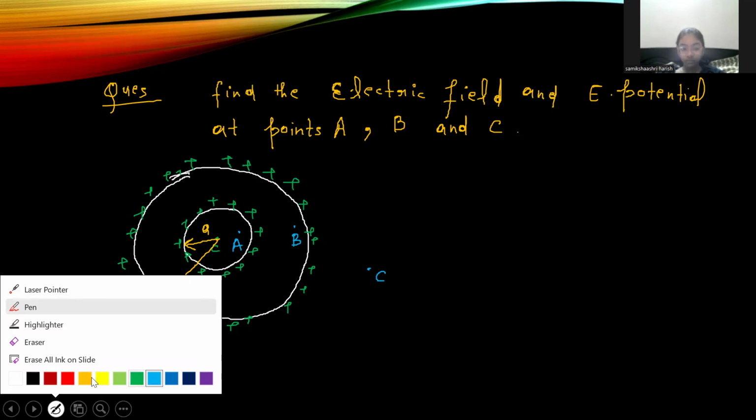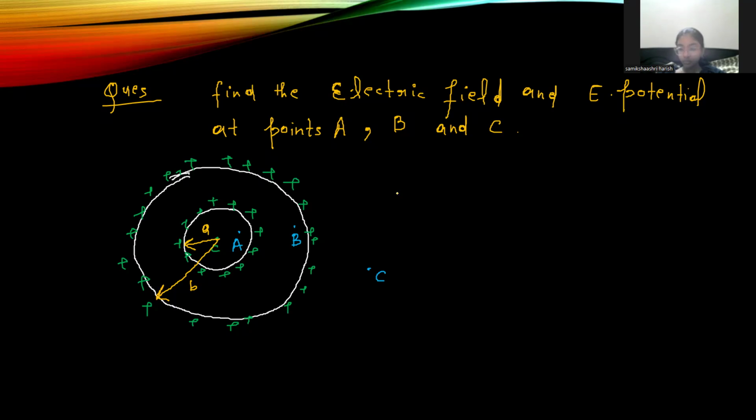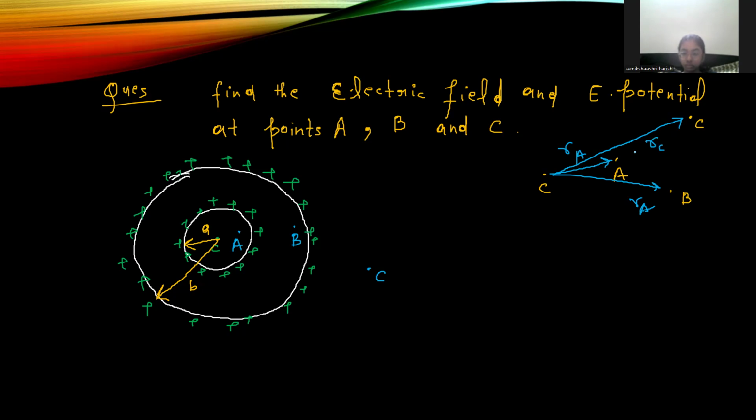Now look at this question carefully. See A, B, C from the center. They are at different distances. A is here, B is here. Let us suppose C is somewhere else. So the position vectors of A, B, and C will be like this. This is the position vector of A, this is for B, and this is for C, RC. Clear?